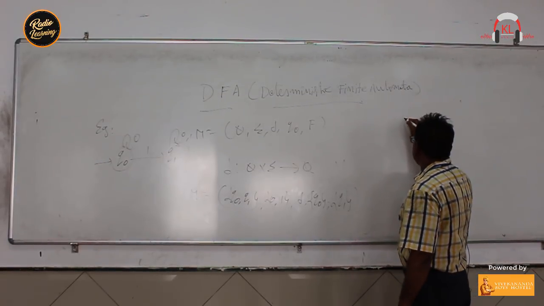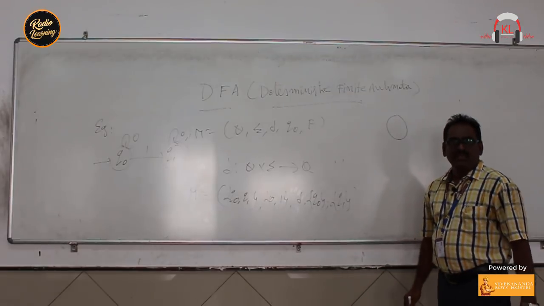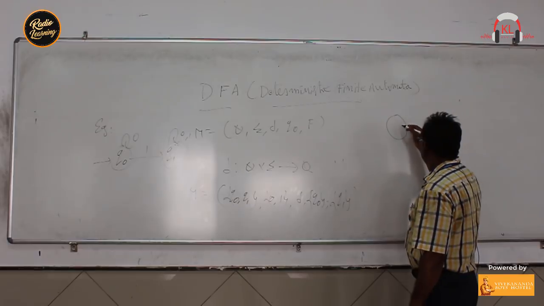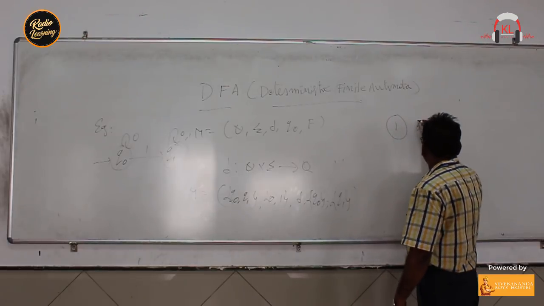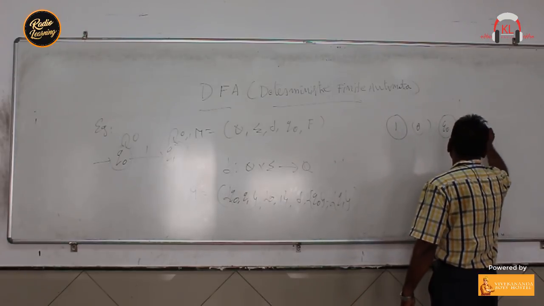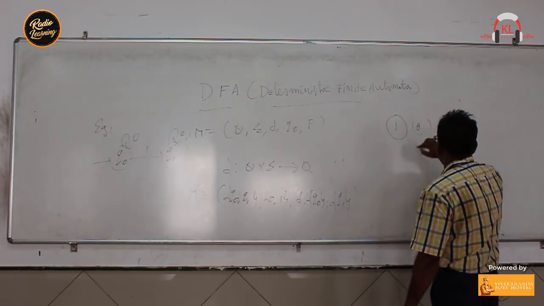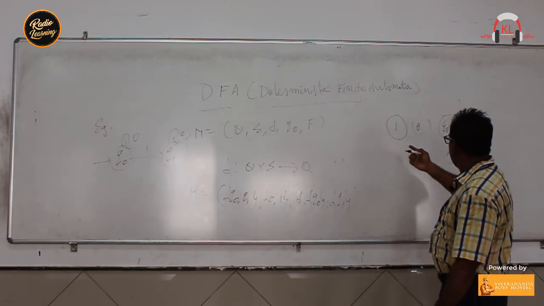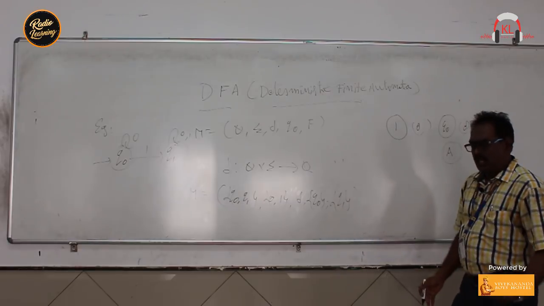Generally, states are represented by the circle. Okay, this is a state. So I have to give the state numbers like 1, or Q naught, or some A like that. You can give either any number or Q naught, Q1, Q2, or A, B, C, D like that.